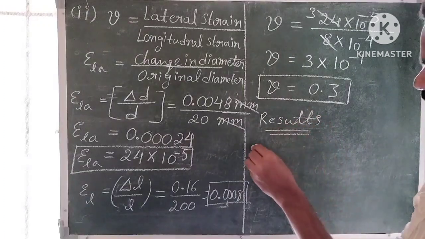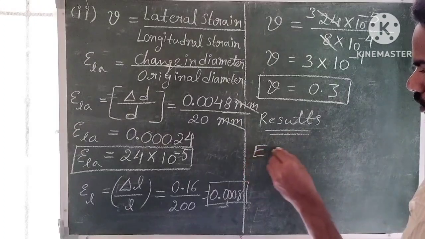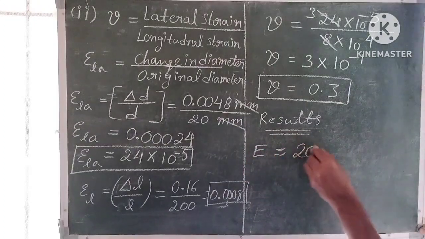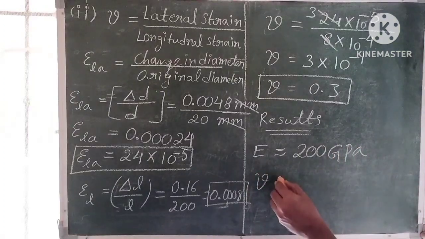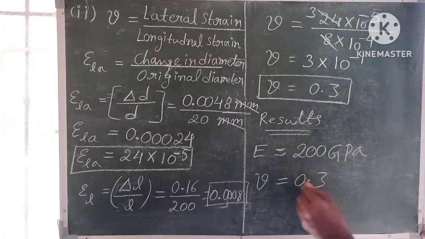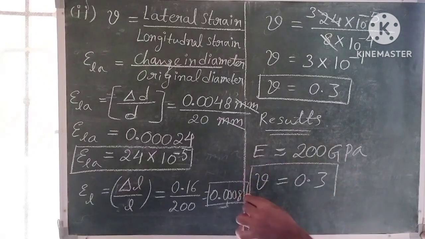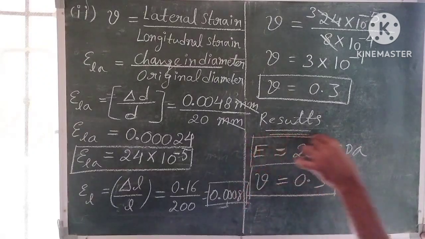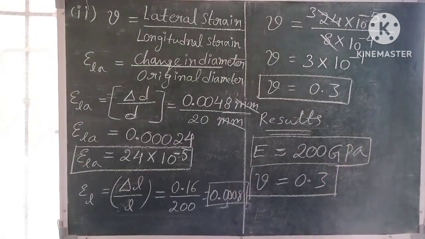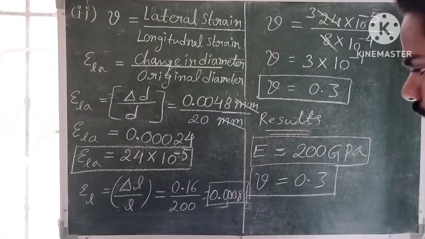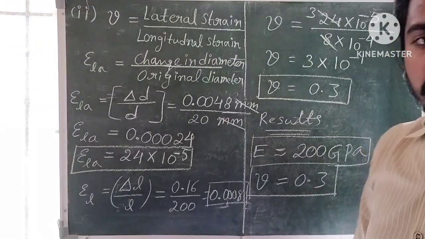So my final results: Young's modulus E is approximately 200 GPa, gigapascal, and my Poisson's ratio is equal to 0.3. So this is the procedure to solve stress strain problems. Okay, let's solve one more problem.